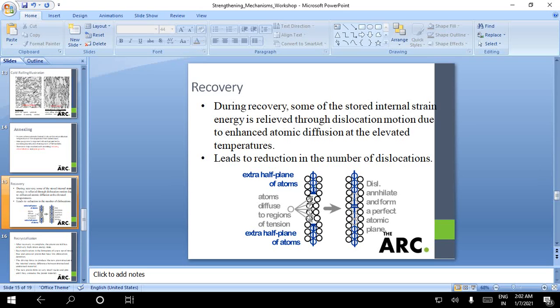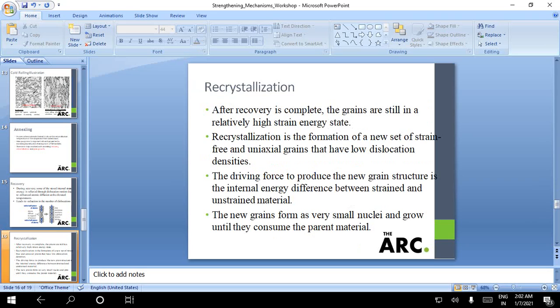If you see this diagram, you will understand. Initially, the atoms are arranged randomly. But after the recovery process, the atoms are arranged in the proper manner, systematically in the plane. The next one is recrystallization.